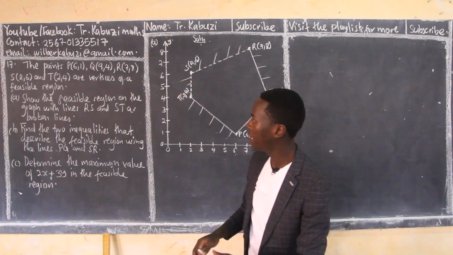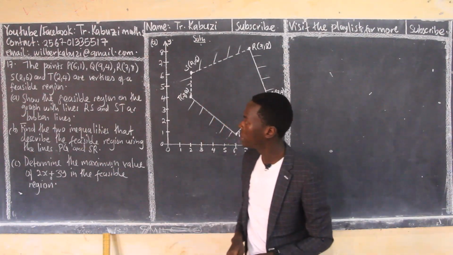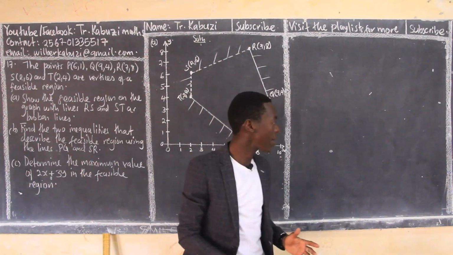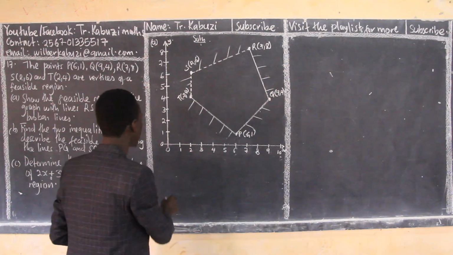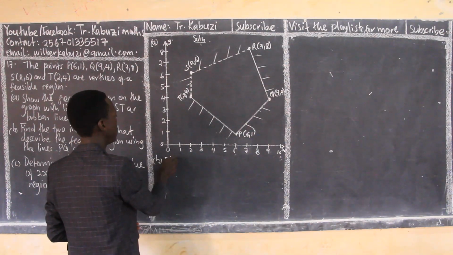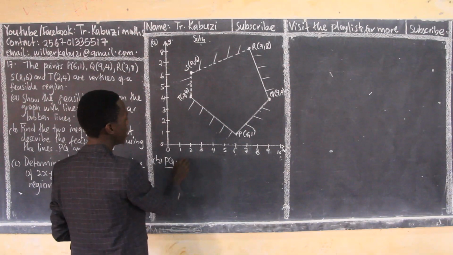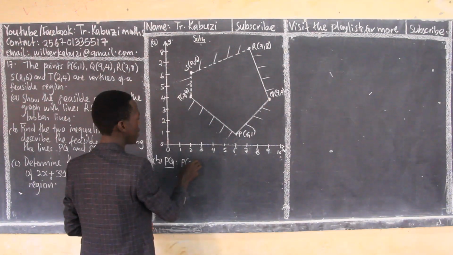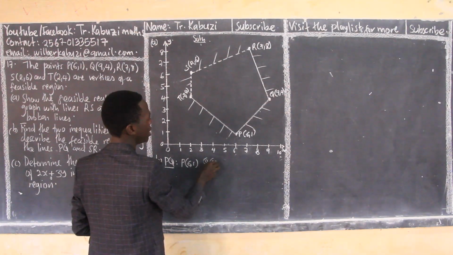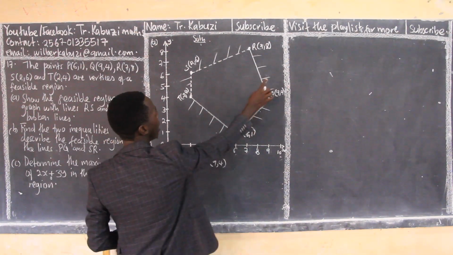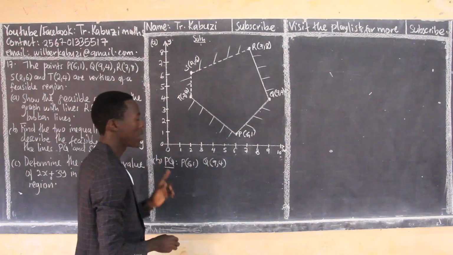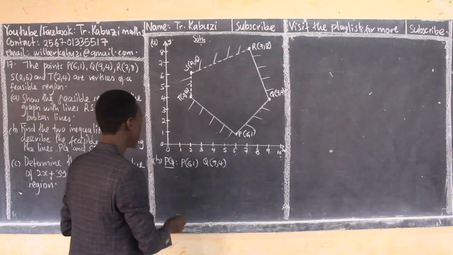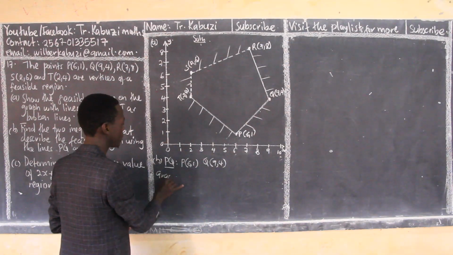Then if you go to part B, they are saying, find the two inequalities that describe the feasible region using the lines PQ and SR. First of all, we start with the line PQ. PQ has the coordinates P, which is 6, 1, and Q, which is 9, 4, as you can see there. In order to get a line, we need a point where it passes, and also a gradient. So let us start by getting the gradient.